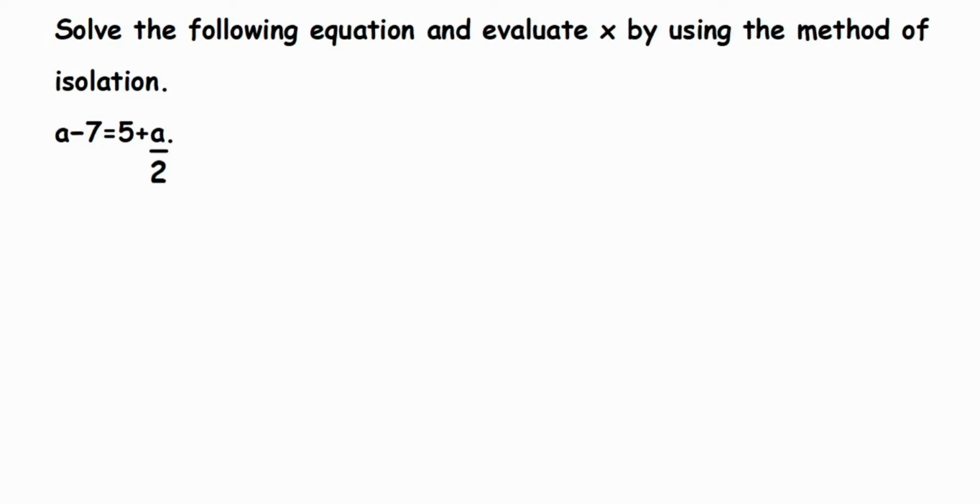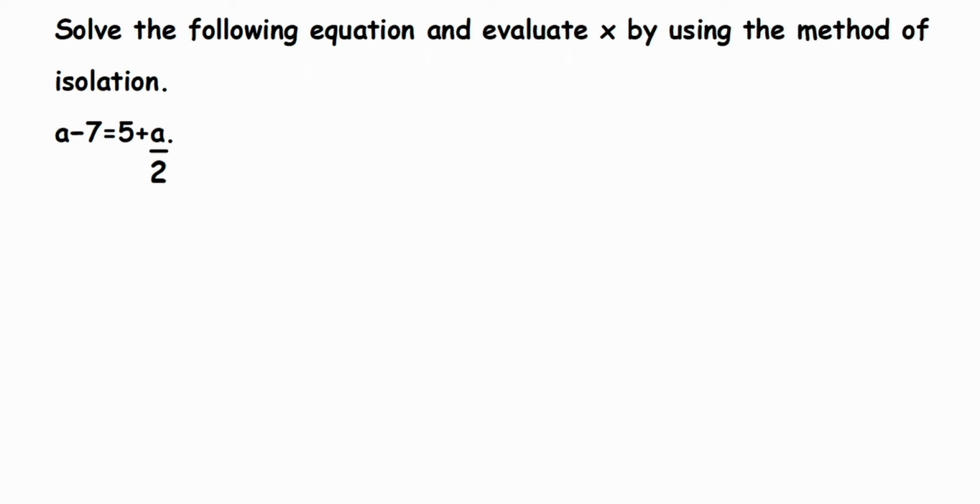Hey everyone, so here's a question on algebra. The question is: solve the following equation and evaluate x by using a method of isolation. There are two ways to solve the equation: the balancing method or the isolation method. The other one is the transpose method. Here they're asking us to use the isolation method or the balancing method.